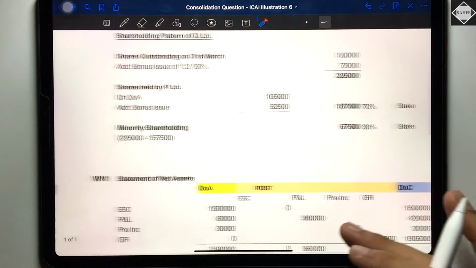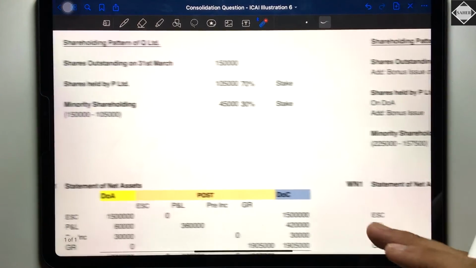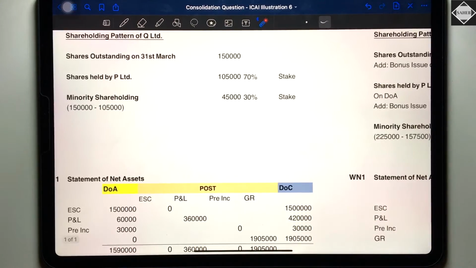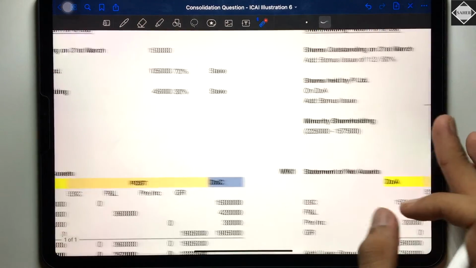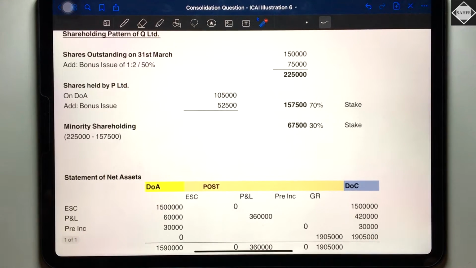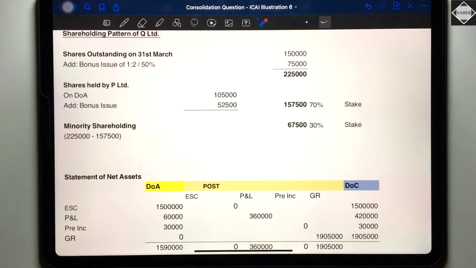The same way you have to do. See here, the same way. It's exactly duplicate. This first part is exactly the same. On date of acquisition, 15 lakh capital was there, 60,000 P&L balance was there, pre-incorporation profits, how much? 30,000. GR was 0. The same like the case 1.